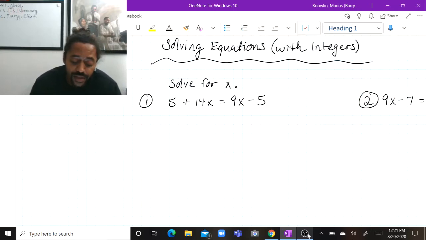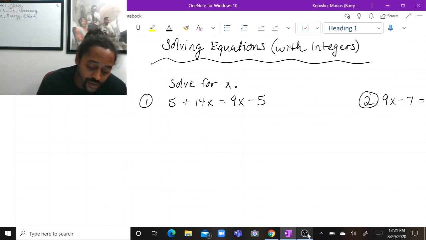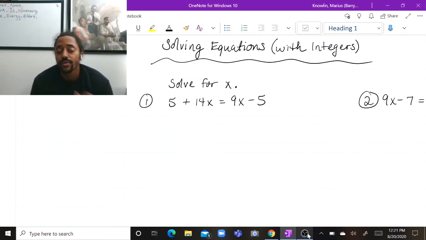So the main thing that you want to remember about solving equations with integers is that whatever you do, whether you're using integers, the distributive property, rational numbers, which mean fractions and decimals, whatever you do to one side of an equation, you have to do to the other.